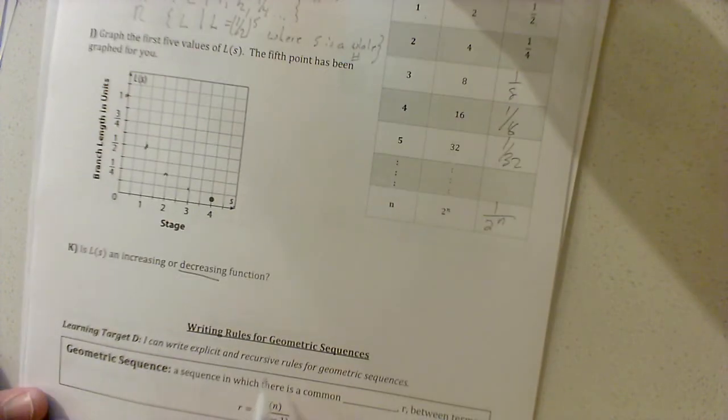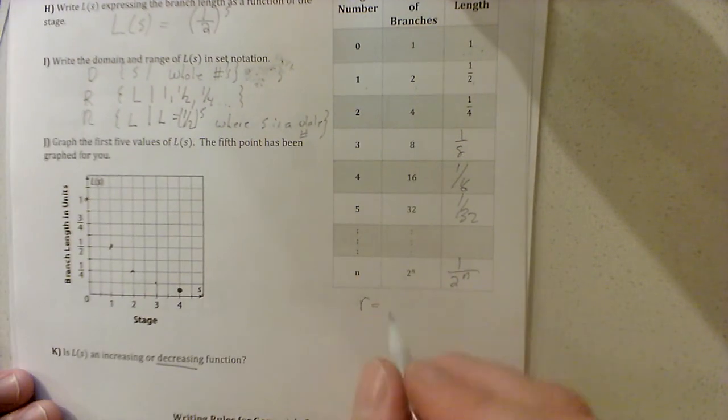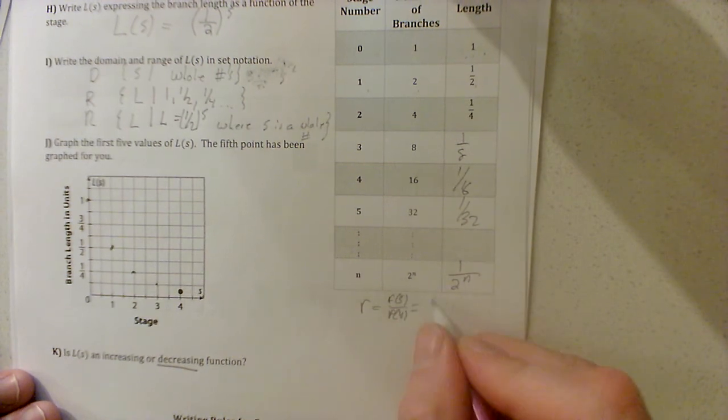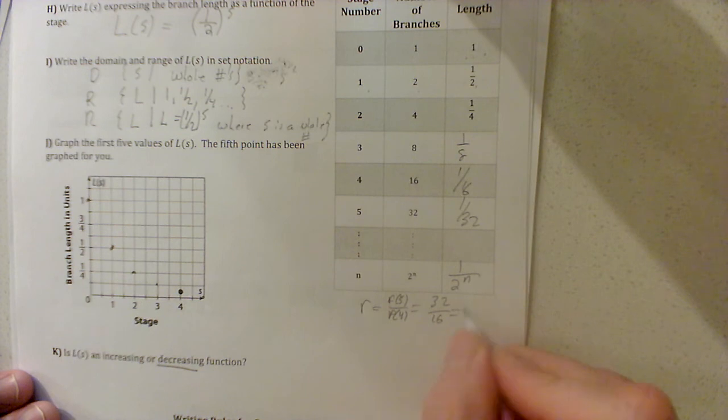It says I can write an explicit or recursive rules for geometric sequence, a sequence in which a common ratio, that means we have a multiplication rule, between the terms is this. My ratio is any term divided by the previous term. And I'm going to show you how we can get the ratio up here just so you know. My ratio, which we saw was 1/2, right? I could take any term. So let's take term 5. We'll say f of 5 divided by f of 4 is equal to 32/16, which is 2.